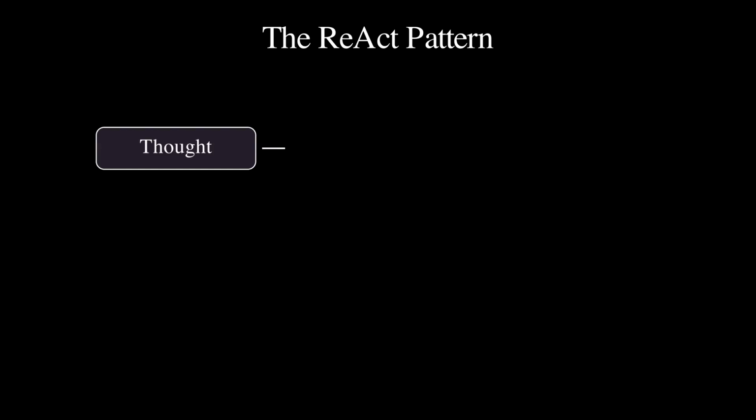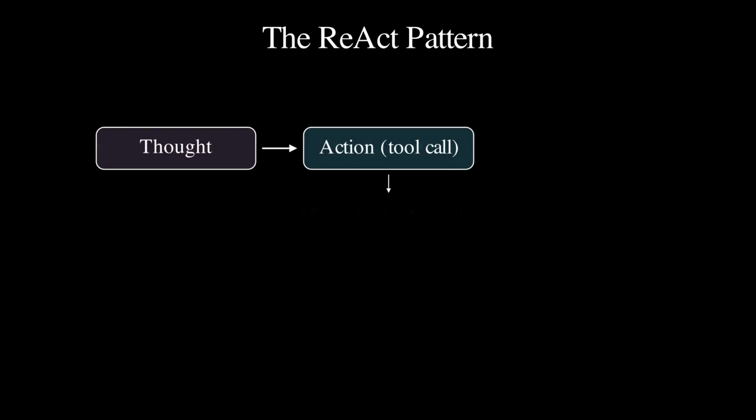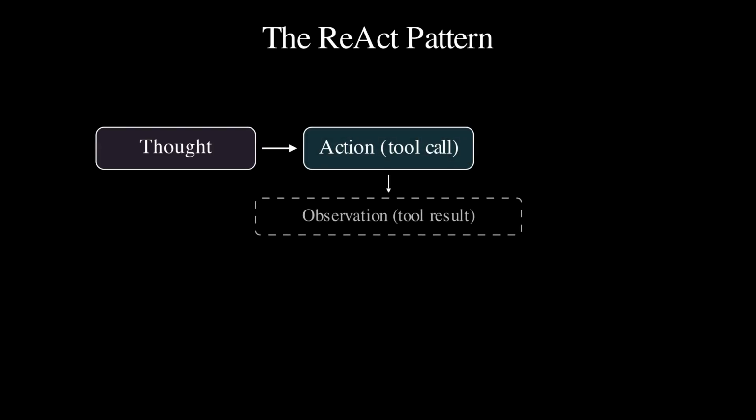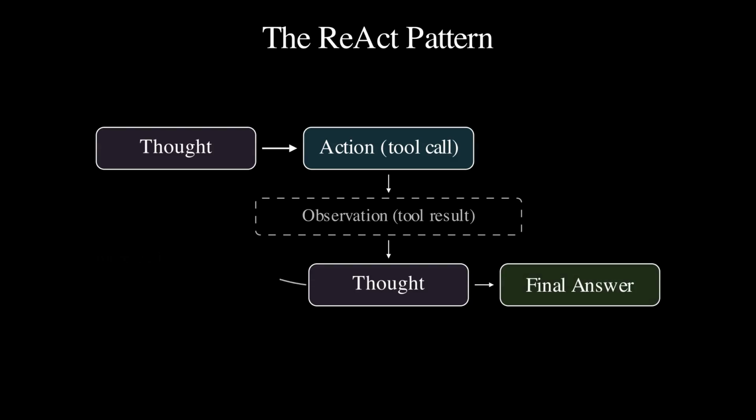When the reasoning between actions is made explicit, the loop has a name, ReAct, for reasoning plus acting. The model writes a thought, natural language reasoning about what to do next. Then an action, a tool call. The tool result comes back as an observation, which feeds the next thought and the next action, and the loop continues, exiting only when the model produces a final answer instead of another tool call.